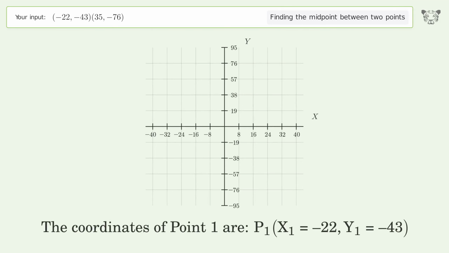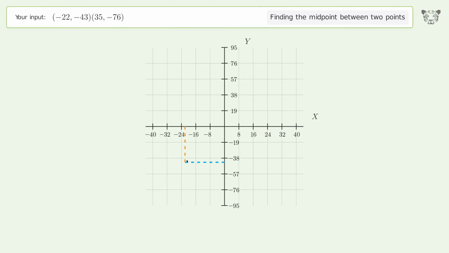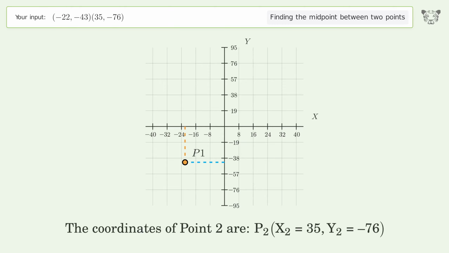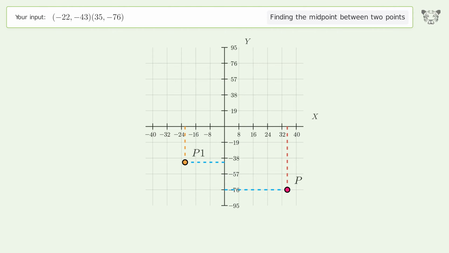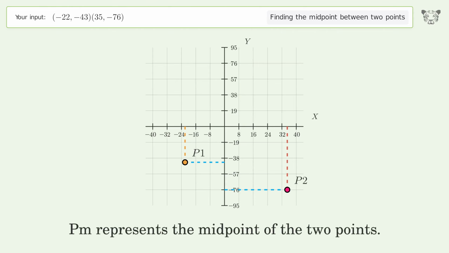The coordinates of point 1 are x1 equals negative 22, y1 equals negative 43. The coordinates of point 2 are x2 equals 35, y2 equals negative 76. PM represents the midpoint of the 2 points.